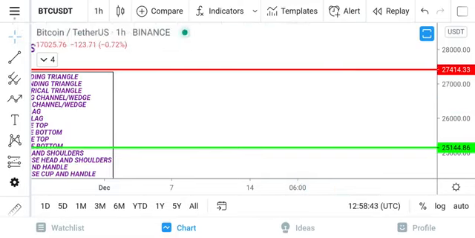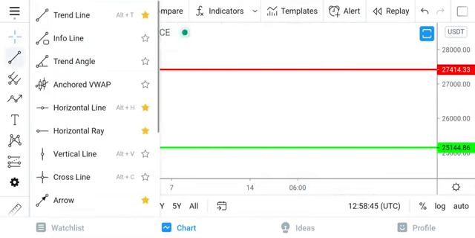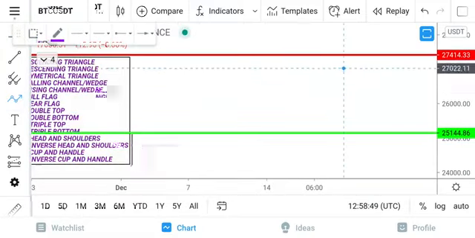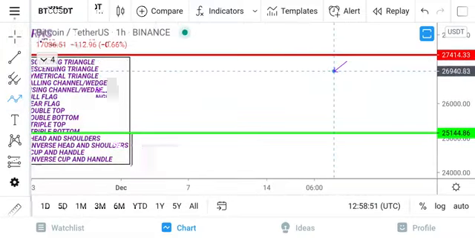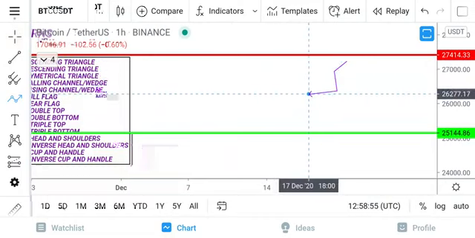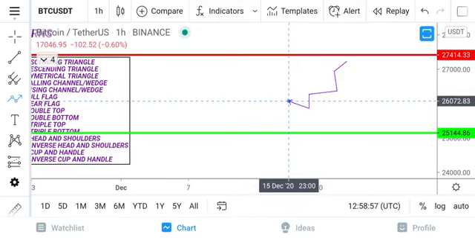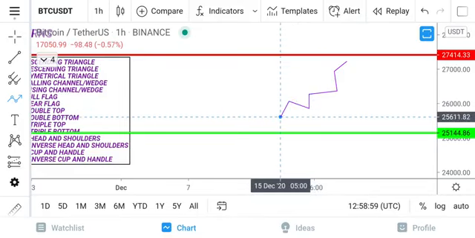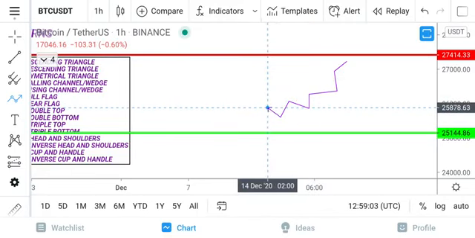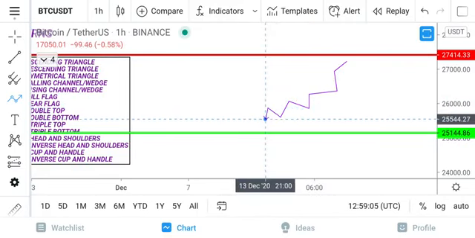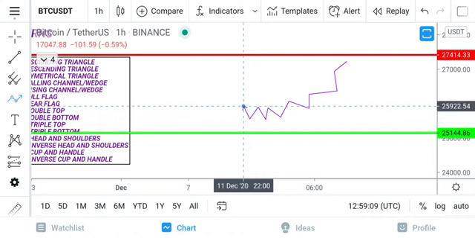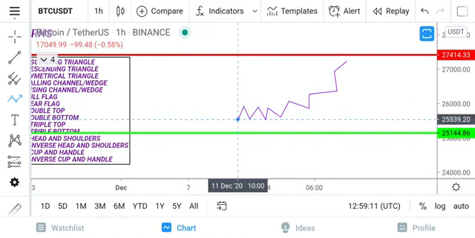A bear flag is just the opposite of a bull flag. Let's say the price has been in a downtrend. I'm just illustrating, I'm not trying to be perfect with what I'm drawing. And let's say the price starts consolidating like this.